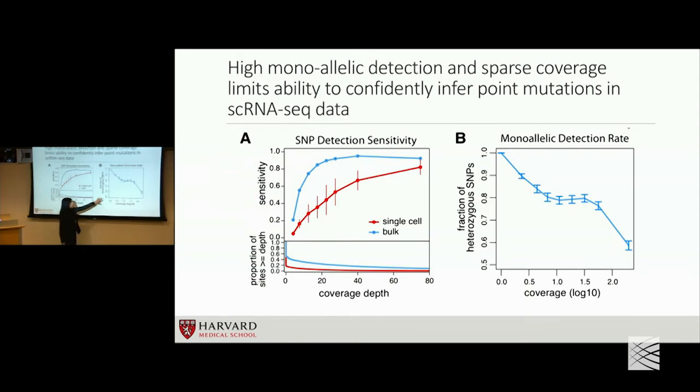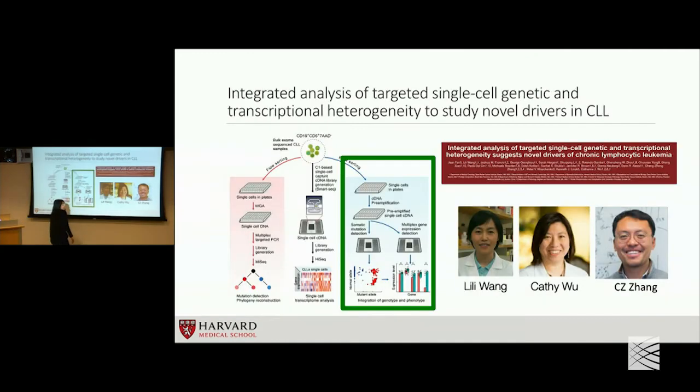In general, if your coverage is very low, which is common in RNA-seq, you have a very high chance of detecting only one allele. So if you want to be able to see both alleles and be able to resolve the mutations, you need very high coverage, which is very rare in single-cell RNA-seq compared to bulk.